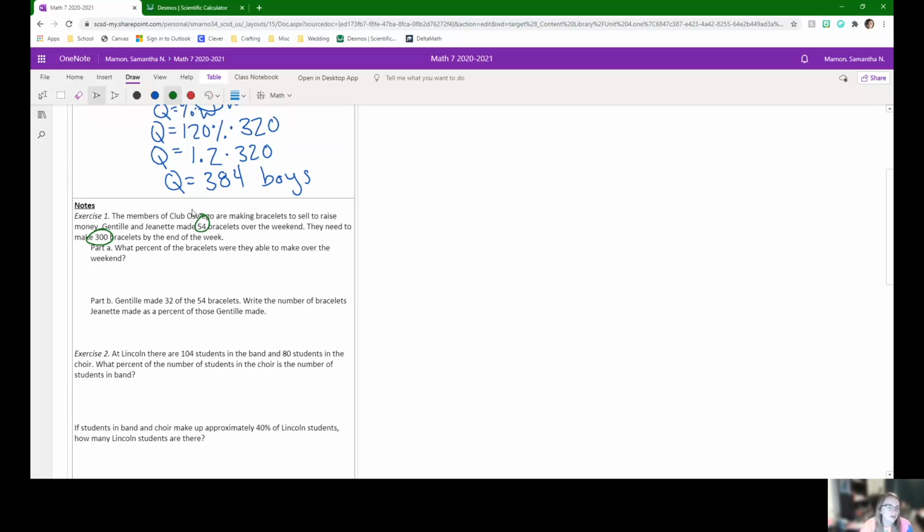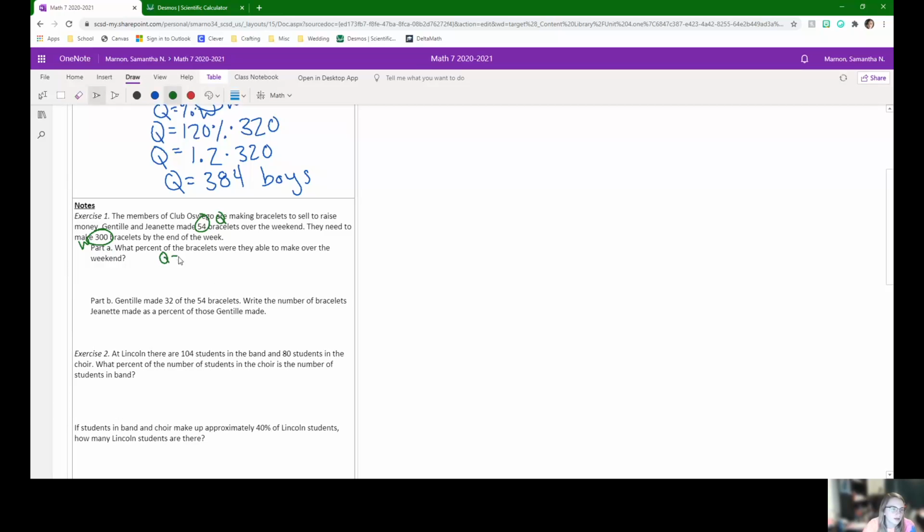So we need to figure out how much they made compared to how much they needed. So figure out what percent of the bracelets they were able to make over the weekend. Pause the video and try it on your own. Okay, so if you tried this, you would know that they needed 300, that is our whole, and they made 54, that is our quantity.